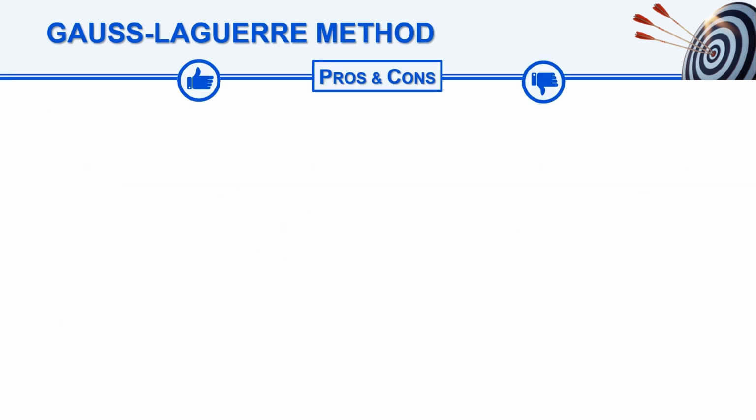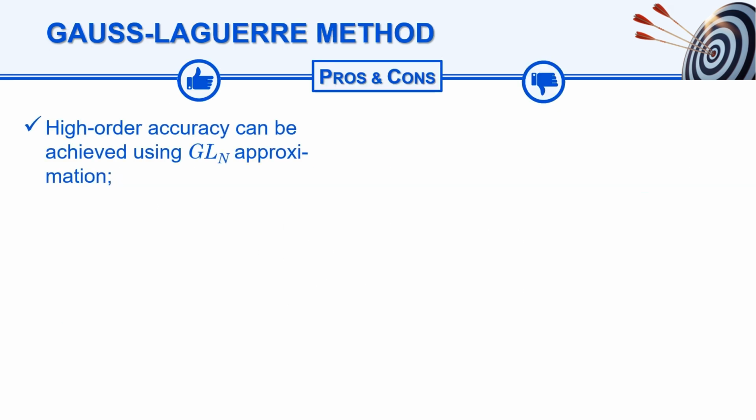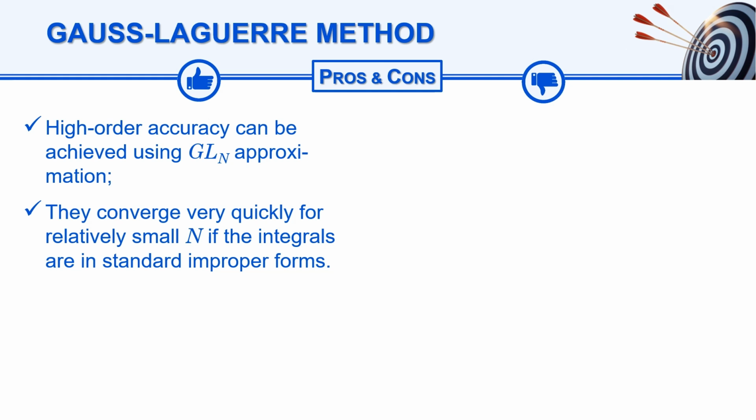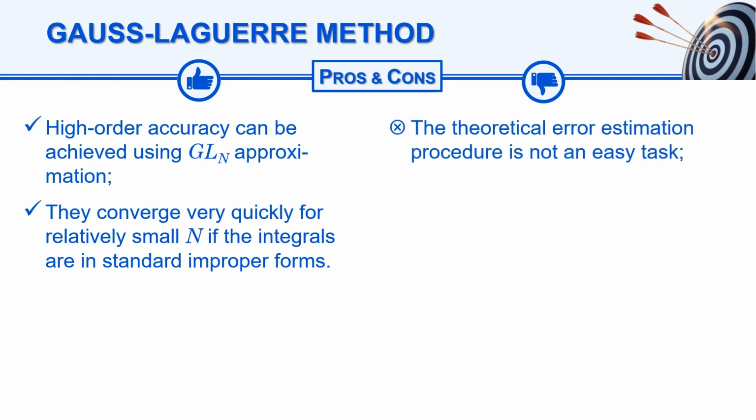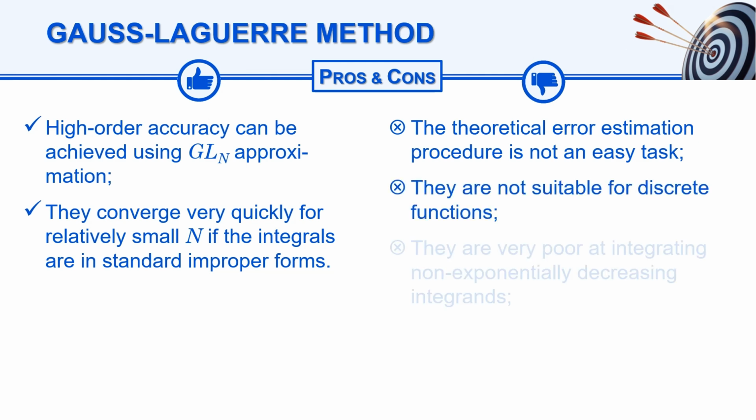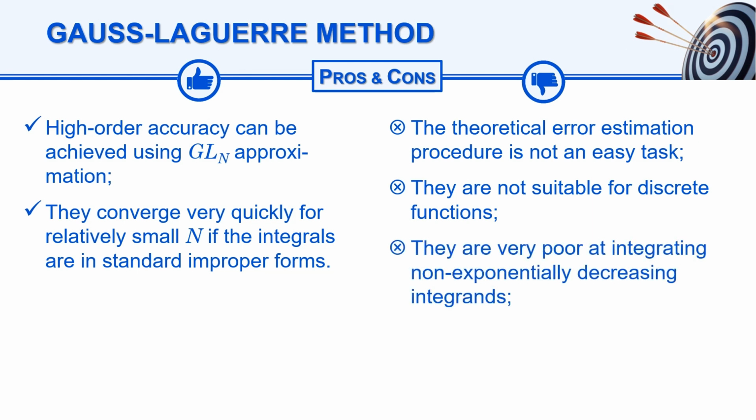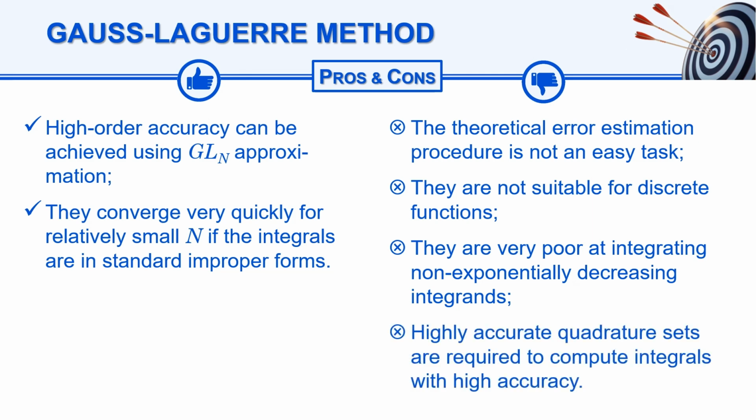The advantages of the method are: high-order accuracy can be achieved using GLn approximation. They converge very quickly for relatively small n if the integrals are in standard improper type 1 forms. The disadvantages of the method are: the theoretical error estimation procedure is not an easy task. They are not suitable for discrete functions. They are very poor at integrating non-exponentially decreasing integrands. Highly accurate quadrature sets are required to compute integrals with high accuracy.